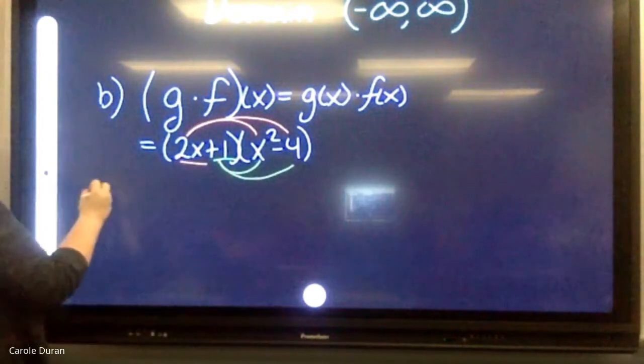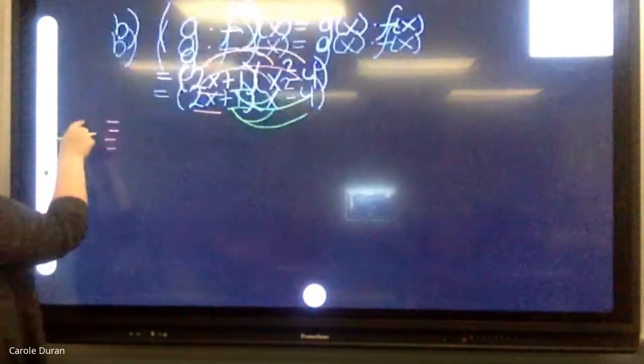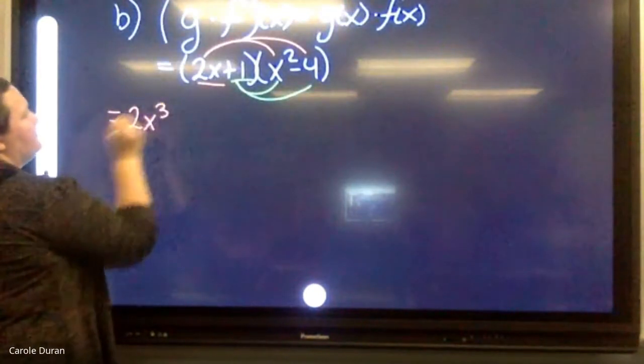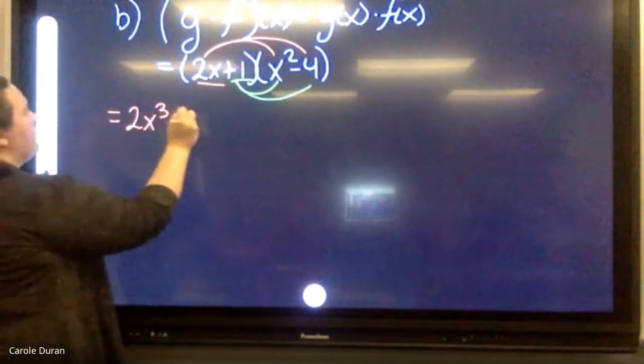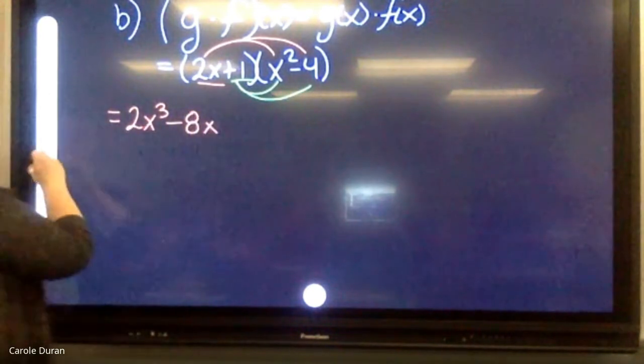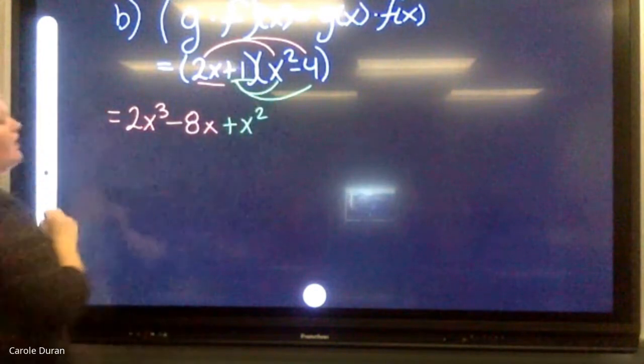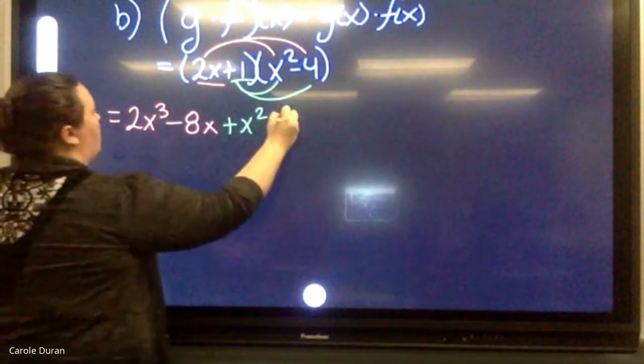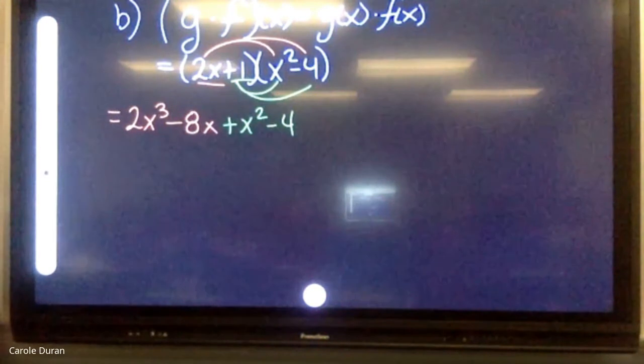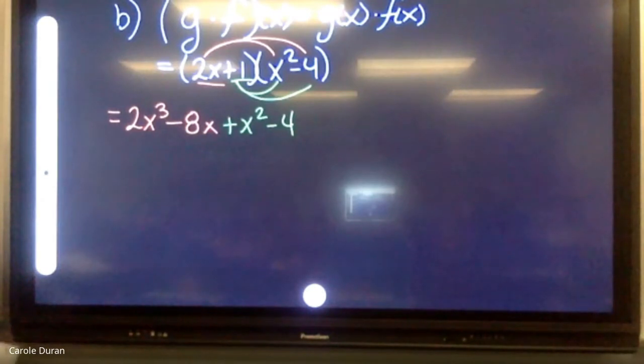So when I FOIL it, I get 2x times x squared is 2x cubed. 2x times a -4 is a -8x. 1 times x squared is just x squared. And 1 times a -4 is a -4. Patty, what do I do next? What order would that be then?